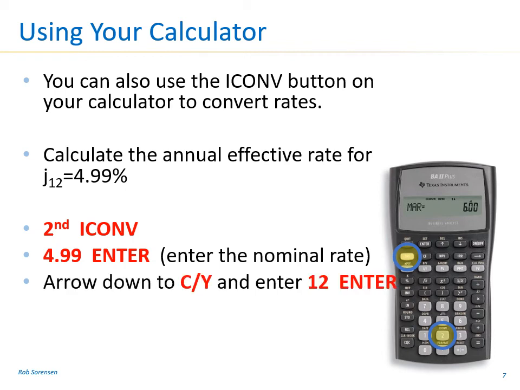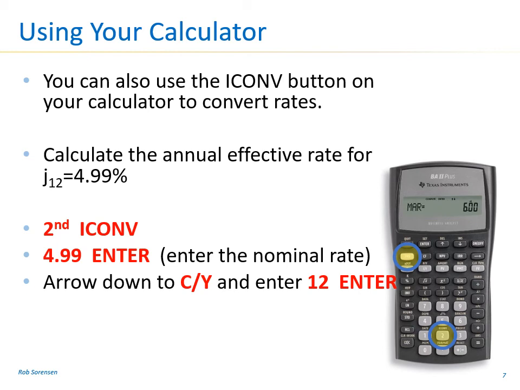Then you want to arrow down. So use the arrows in the top row, arrow down, not just once, but twice, until you get to C/Y, and that stands for how many compounding periods per year. Well, we've got 12, don't we? Because it was a J12 equal to 4.99. So that's where I'll put the 12. And now the calculator knows that I'm starting with J12 equals 4.99% as my nominal rate.